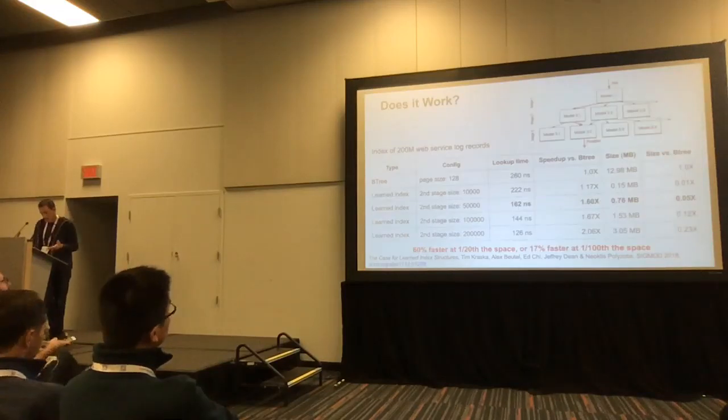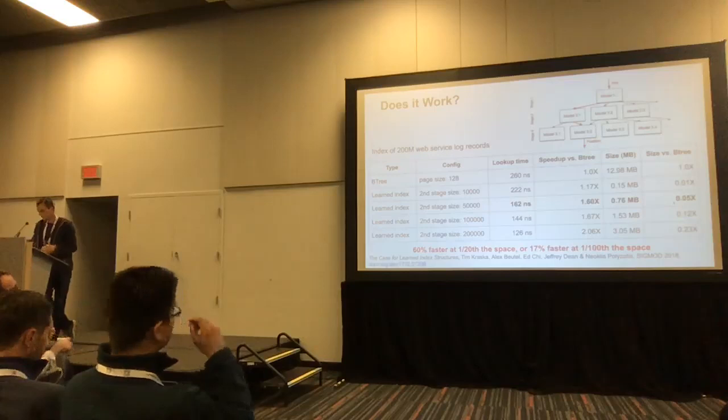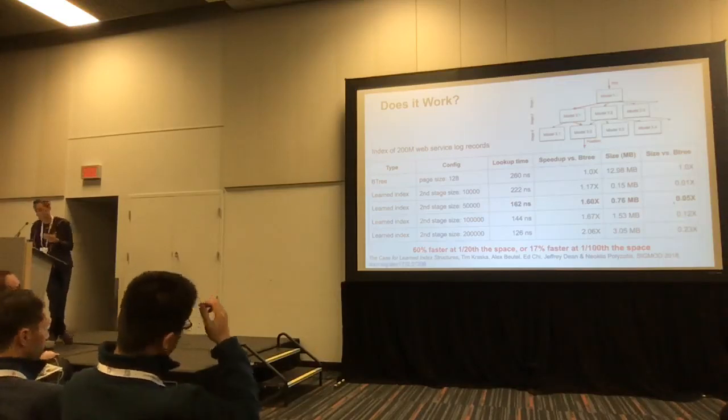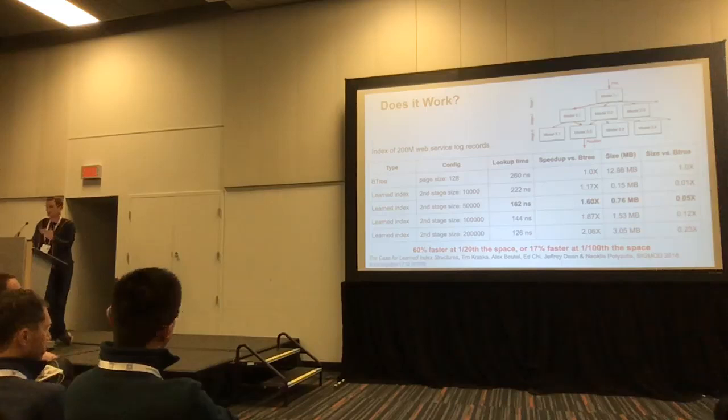And so, for example, if you compare this to a B-tree, you can get something that is 60% faster than a B-tree at 1/20th the space. And it has the other nice property that you can make a variety of different trade-offs. If you want something that's, say, 17% faster, it can be 1/100th the space. And that really does change the fundamental way you might think about indexing things in a database system.